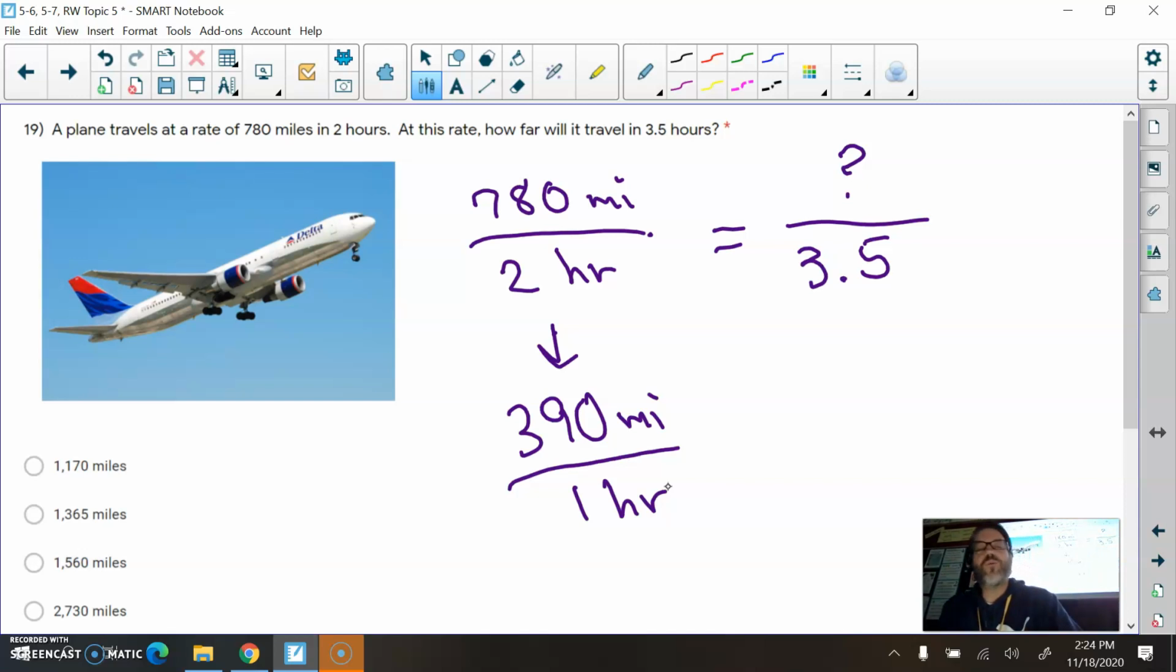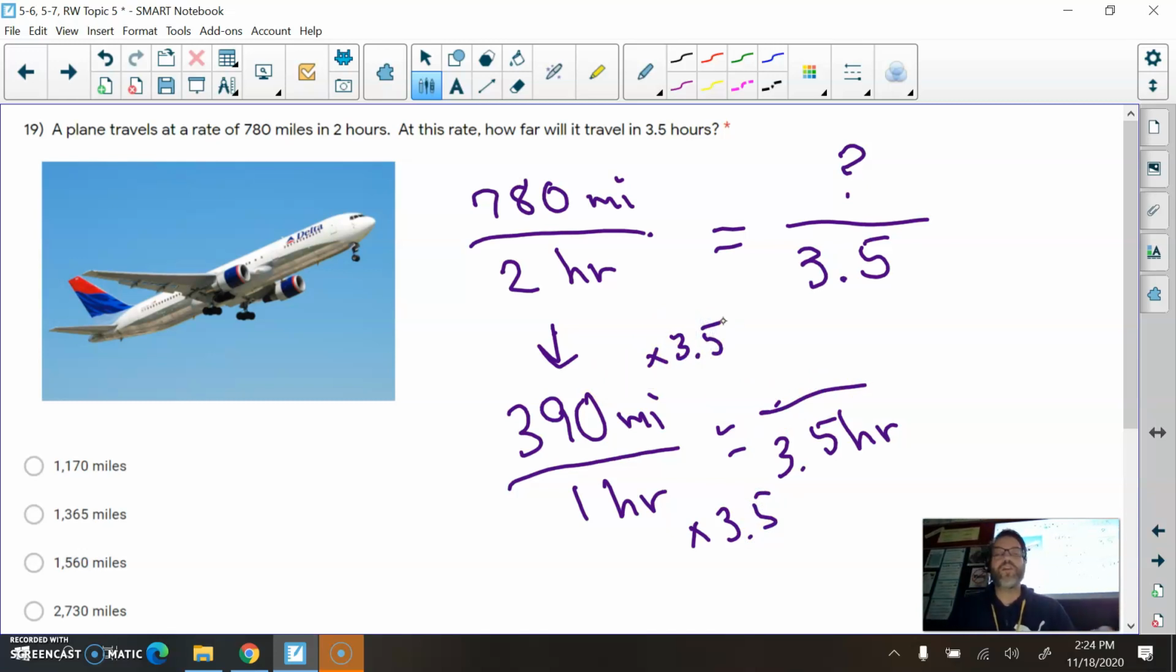Okay? So if I want to find the rate for 3.5 hours, then I have to multiply by 3.5. So I will do that to this as well, multiply by 3.5. And we get to use a calculator. So we'll take 390 times 3.5. And I need to move and turn my light on, otherwise my calculator won't work.